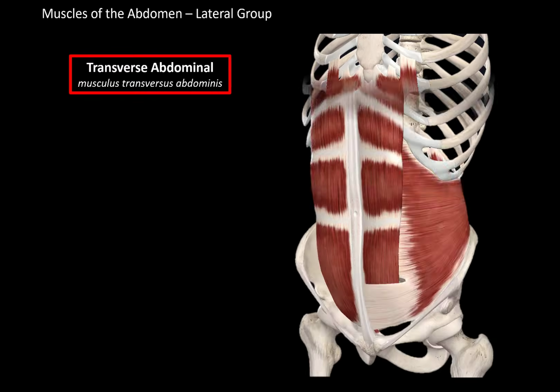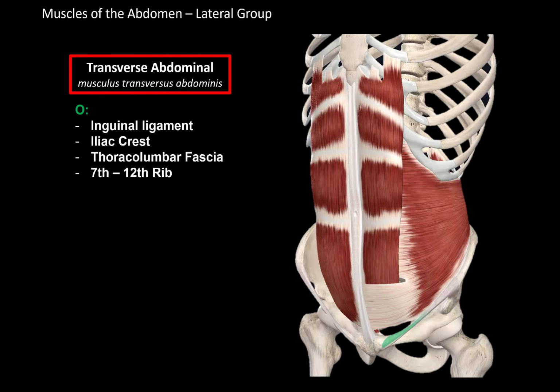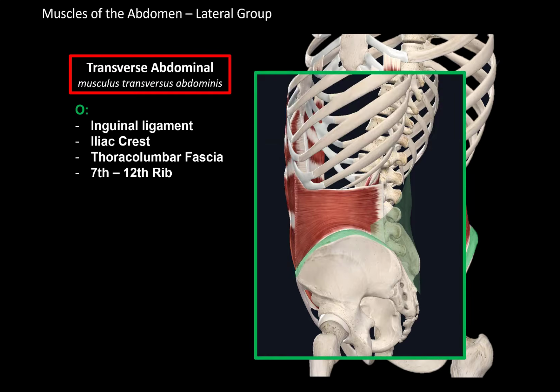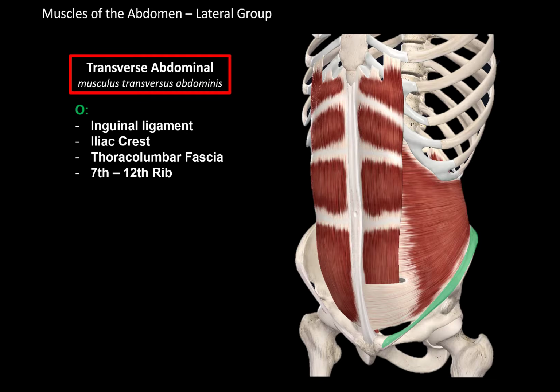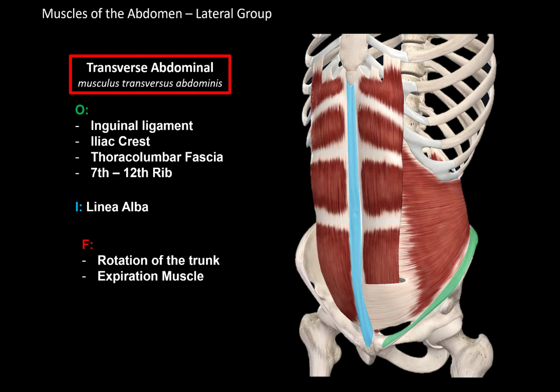The first one is the transverse abdominal muscle. It originates from a couple of structures located on the lateral and the posterior region of the body. So it originates from the inguinal ligament and the iliac crest, as you see here. It also originates from the thoracolumbar fascia, which is a fascia on the lumbar region, as you see here. And it also originates from the 7th to the 12th rib. Its tendons insert at the linea alba. Its function is to rotate the trunk and also increase the intra-abdominal pressure to aid with expiration.